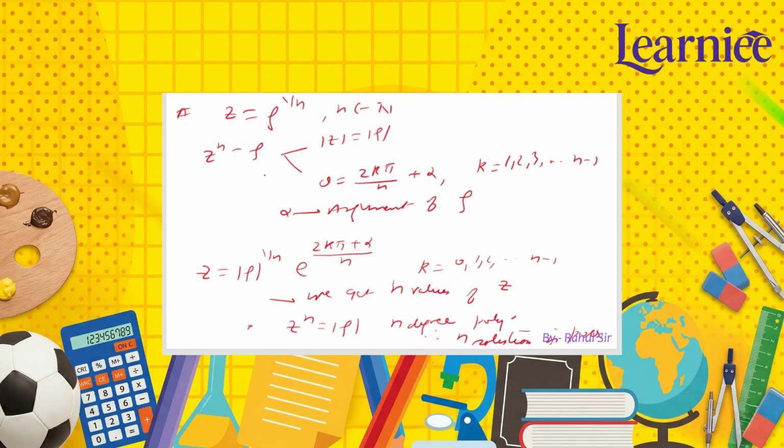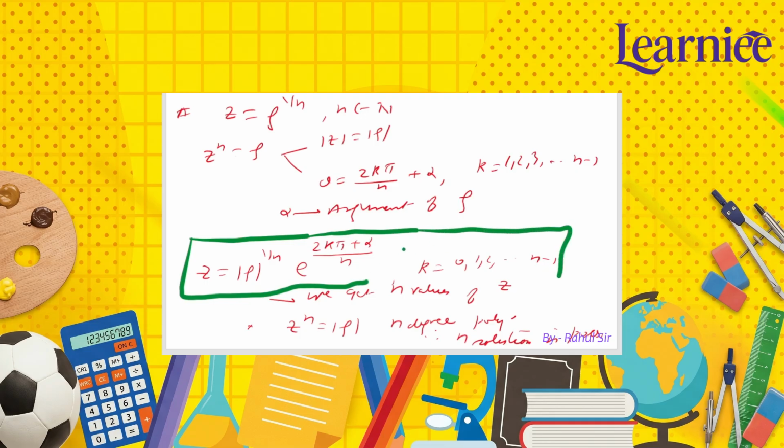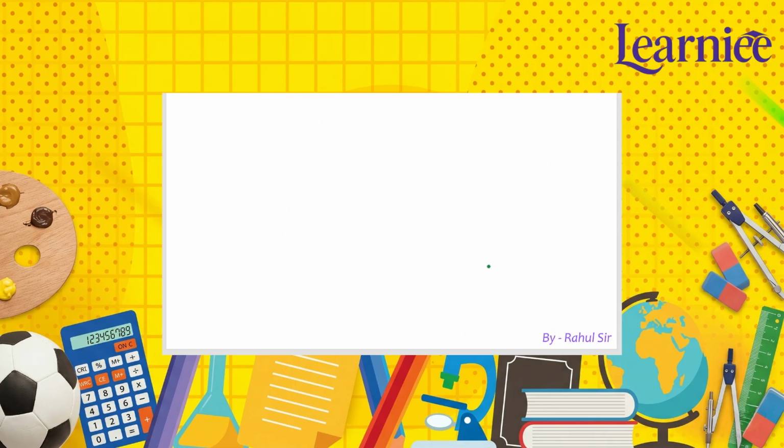Okay, so essentially this is a very important formula of the nth root of any complex number. We'll substitute these values, and we will take k values from 0 to n minus 1. Now, there are some properties of this nth root of a complex number. Essentially, we'll see the properties of this nth root of a complex number.